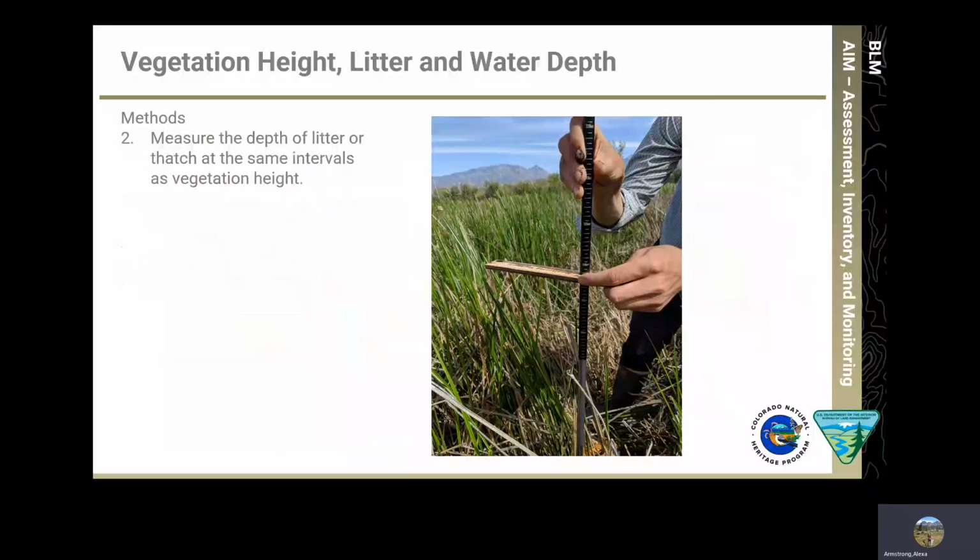Next, measure litter or thatch depth within the same 15 centimeter radius used for vegetation height. Measure the height of the tallest piece of litter or thatch to the ground surface. Where no litter or thatch is present, mark 0 in the litter column of the datasheet.